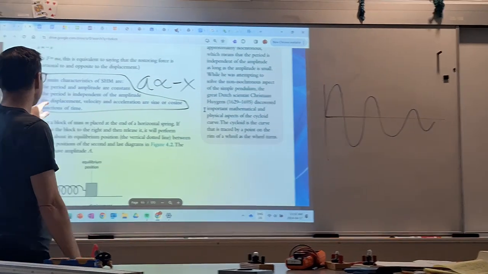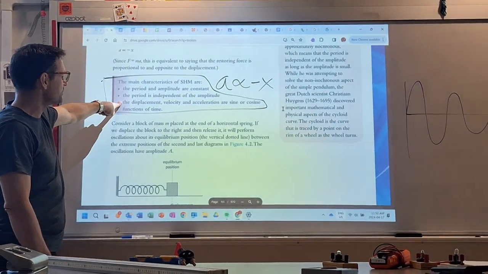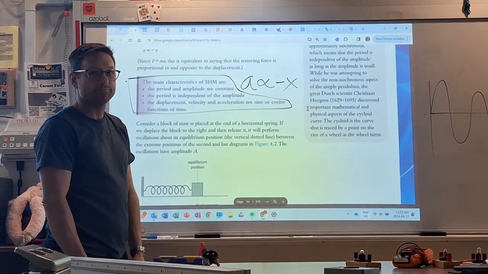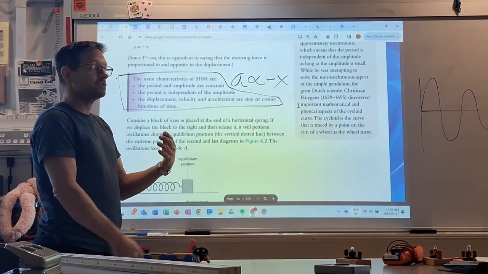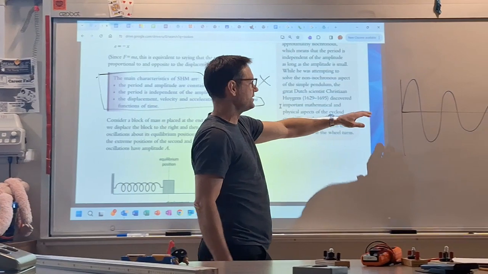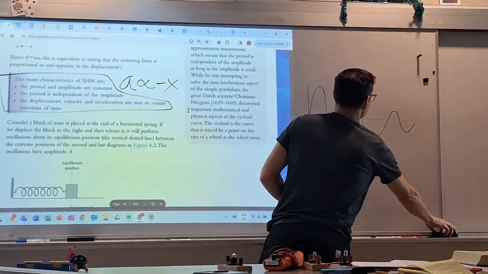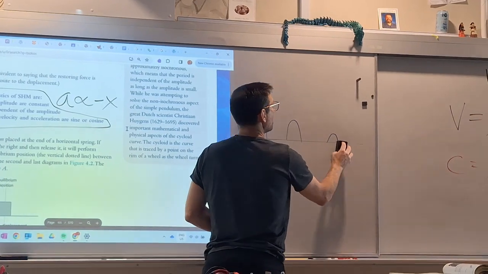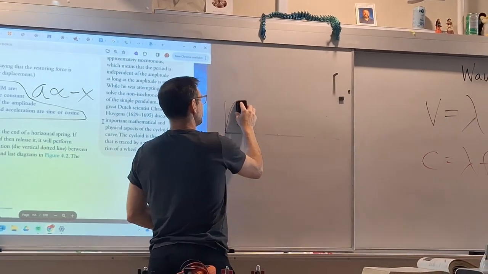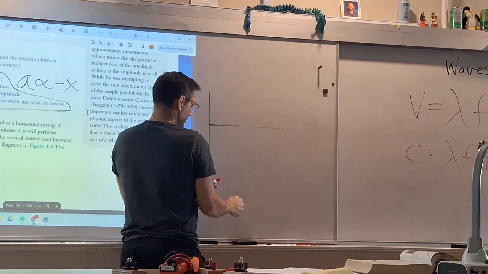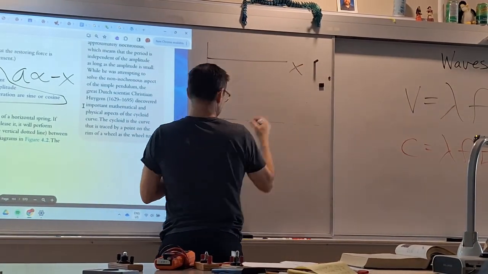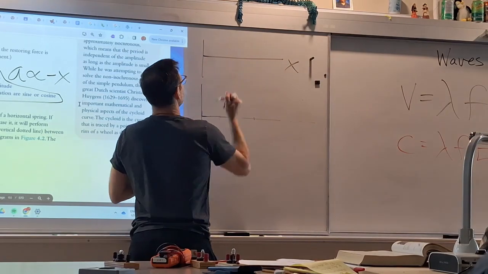Okay, so the period and the amplitude have to be independent, and then the displacement, velocity, and acceleration are sine or cosine functions of time. So if you start with a sine function, like if you start at 0, what's the derivative of a sine? Cosine. So if your displacement is sine, we start at 0.